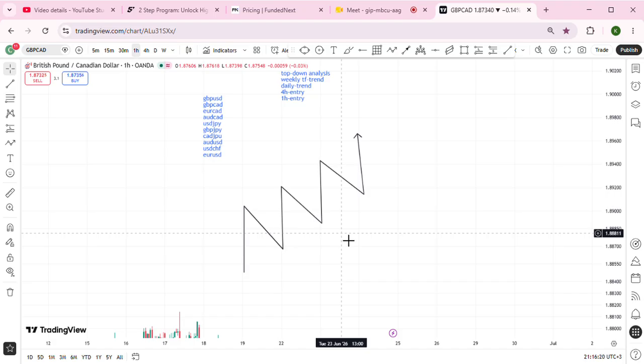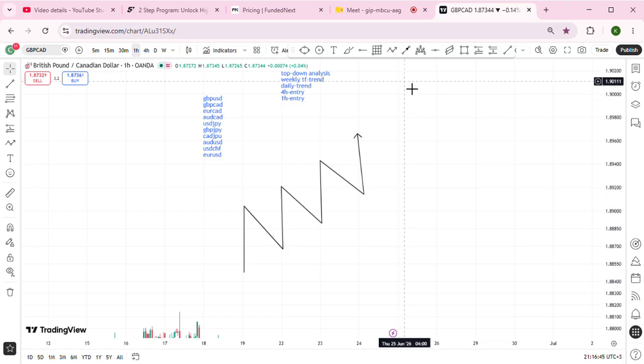Remember we said the characteristics of an uptrend is what? Equal highs and equal lows. So if the market is giving you those, sorry, not equal, sorry you guys, higher highs and higher lows.